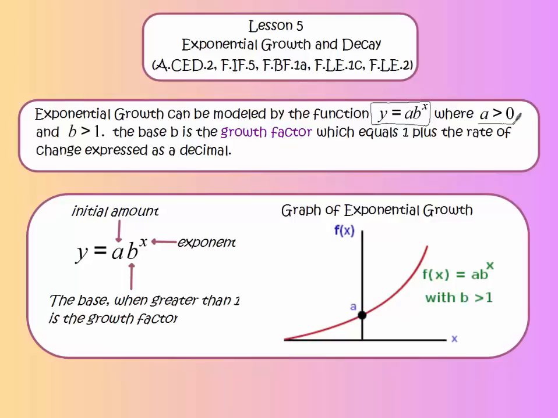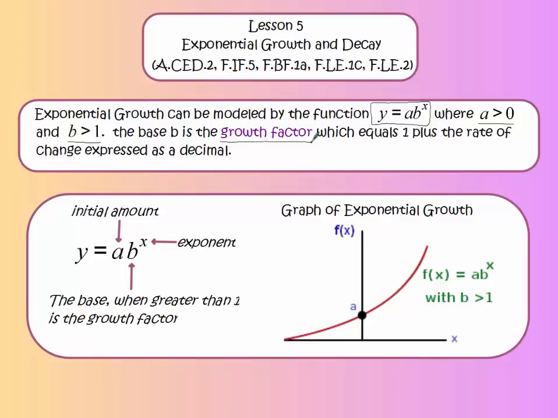A is going to be greater than 0, and b is going to be greater than 1. Not even equal to 1. It has to be bigger than 1. So 1.1, 1.01, 17, anything that's larger than the number 1. The base b we call the growth factor. Okay? So that's how much this thing's growing by all the time. It always equals 1 plus the rate of change expressed as a decimal.